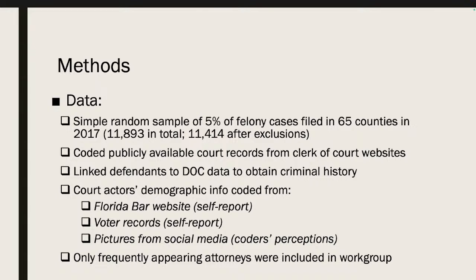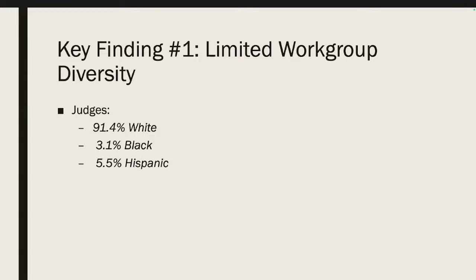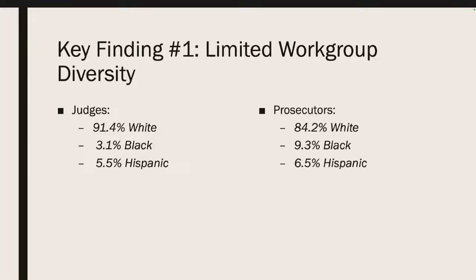What did we find? Well, in regards to the first strategy, we found very limited diversity in the work group. Judges were 91% white, 3% black, 5.5% Hispanic. Prosecutors were a bit more diverse, 84% white. And in total, 88% of the work group was all white. And most of the work groups were all white. I didn't put on here defense attorneys, but they were also largely white.